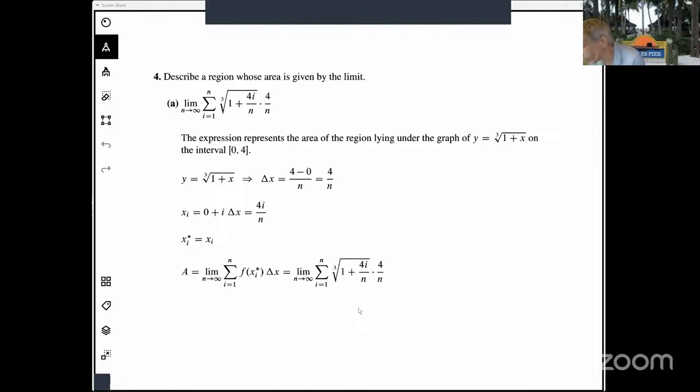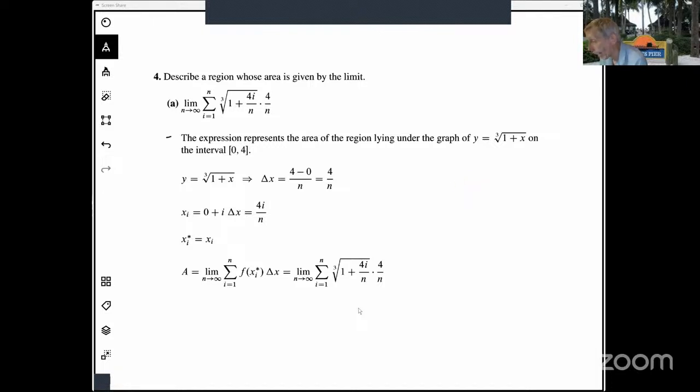So we're going to try to describe a region whose area is given by this limit. So it's the limit as n goes to infinity of a sum from i equals 1 to n of the cube root of 1 plus 4i over n, times 4 over n. Well, I probably should have kept this until the very end, but this does represent, in my opinion, the area of the region lying under this graph, the cube root of 1 plus x on the interval 0 to 4.